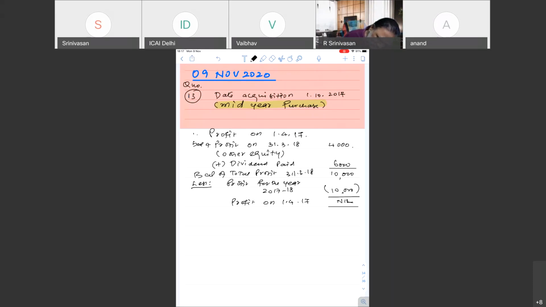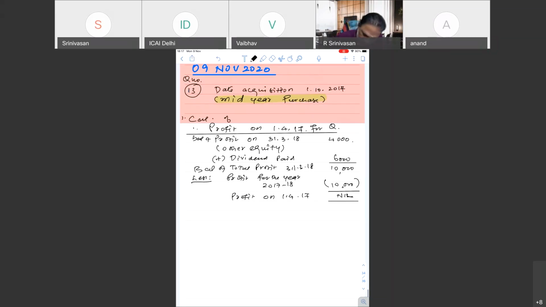This is the calculation of profit on 1/4/2017 for Q. This is the first thing we have to do. Why do we need this? Because the pre-acquisition profit we have to consider for the purpose of calculating the goodwill. So for that purpose we have to know that, right?